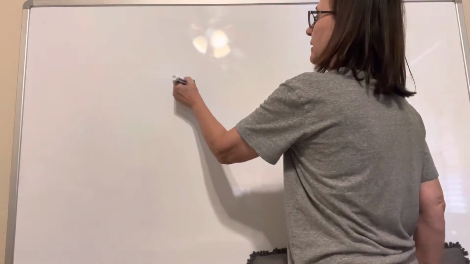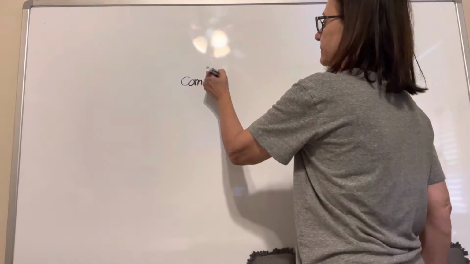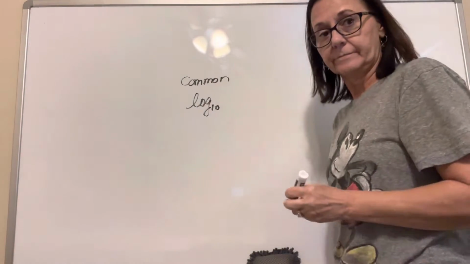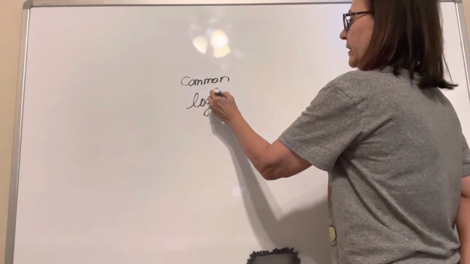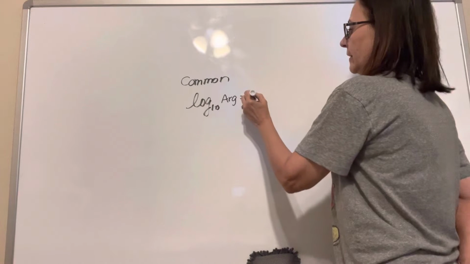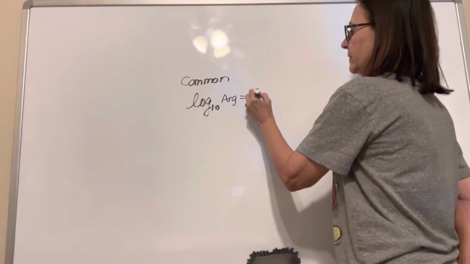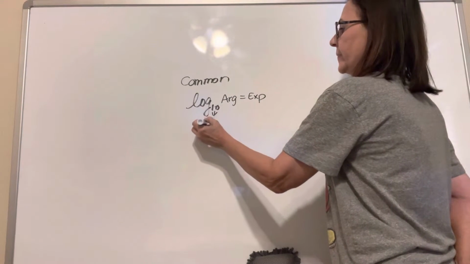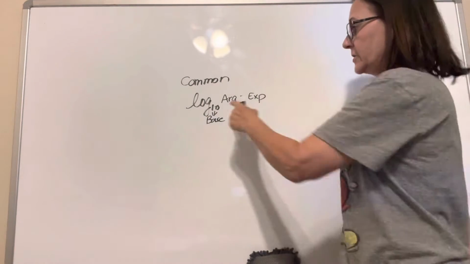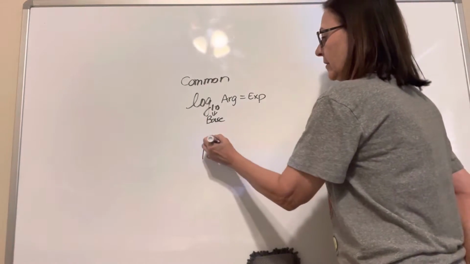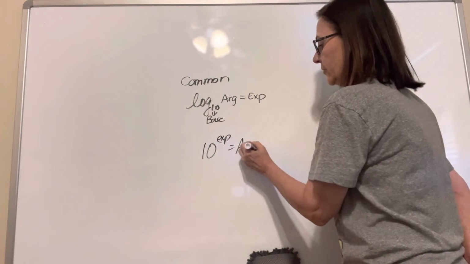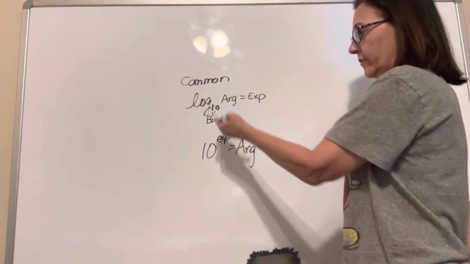Your common log has a base of 10. Here's your argument, and here's your exponent. This is your base. Such that it would be 10 raised to your exponent equals your argument. That's how we go back and forth.